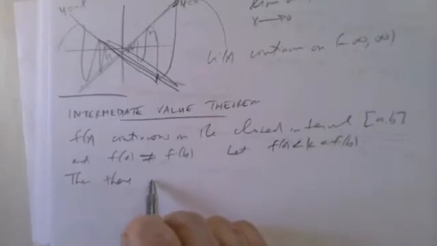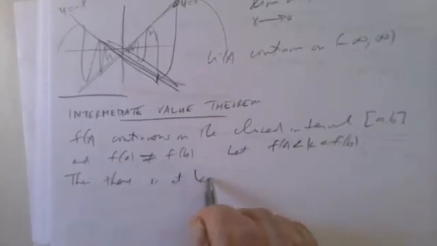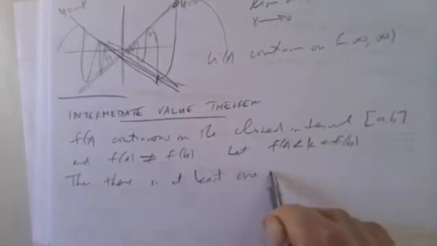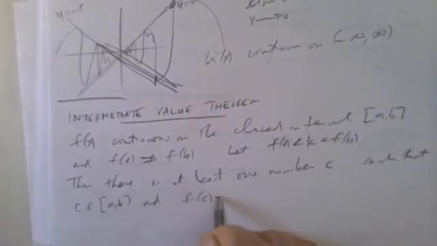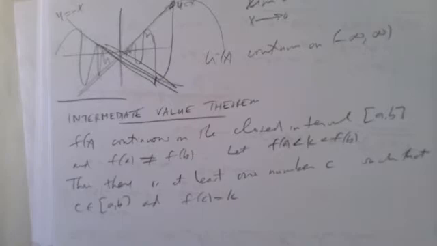Then there is at least one number c such that c is between A and B, and f of c is equal to k. Let me give a simple example of what that means.